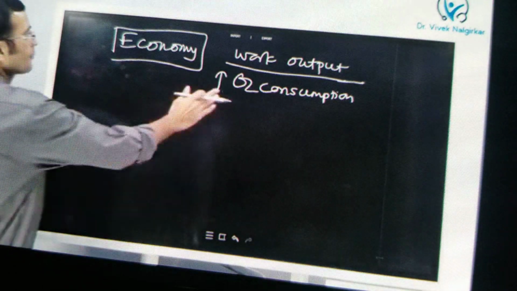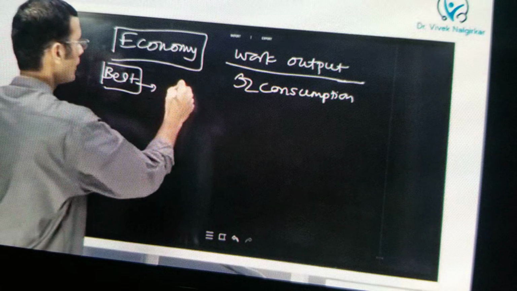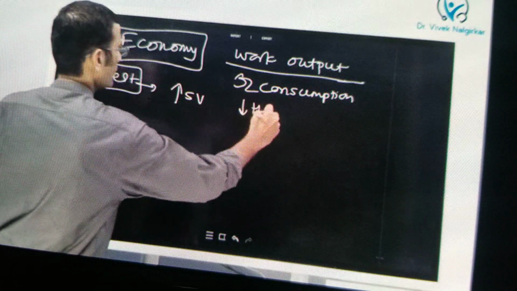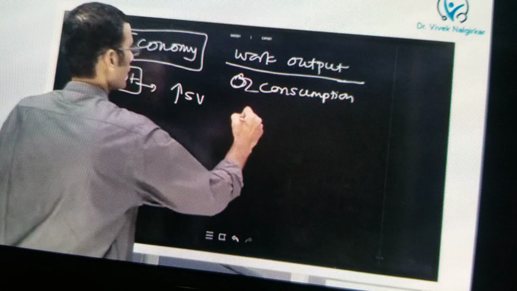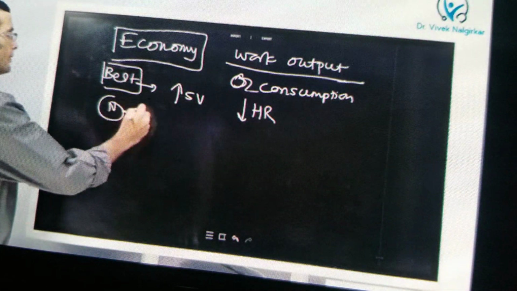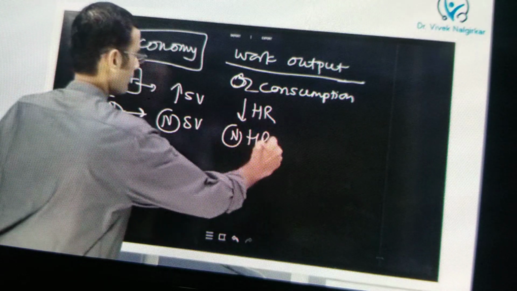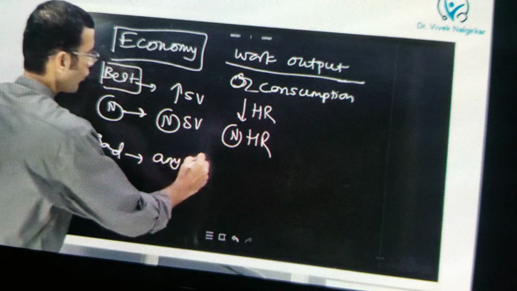So let's see good to bad economies. Best economy of the myocardium is when there is increased stroke volume and decreased heart rate, because then oxygen consumption is decreased when the heart rate decreases, and at the same time work output increases. Second best, normal, will be when there is a normal stroke volume and a normal heart rate. That's a normal economy.